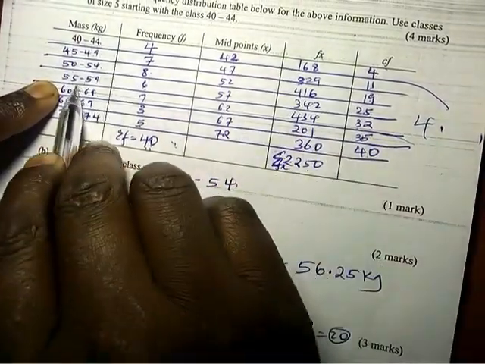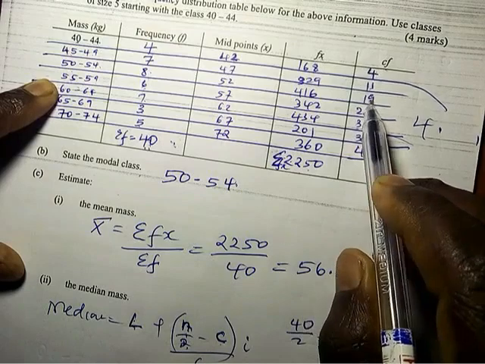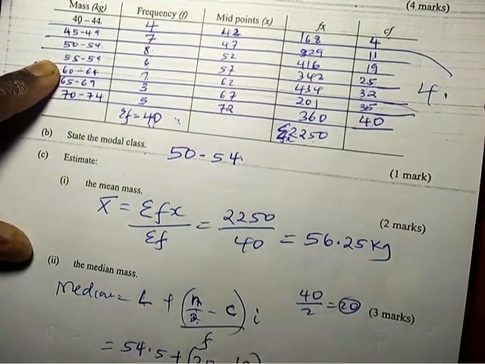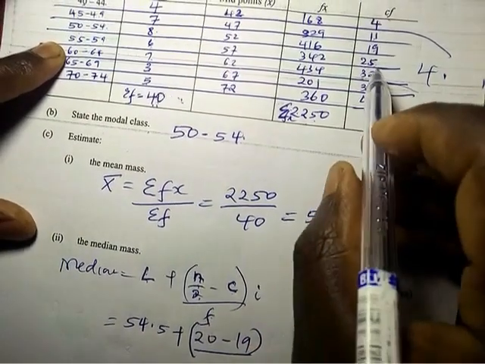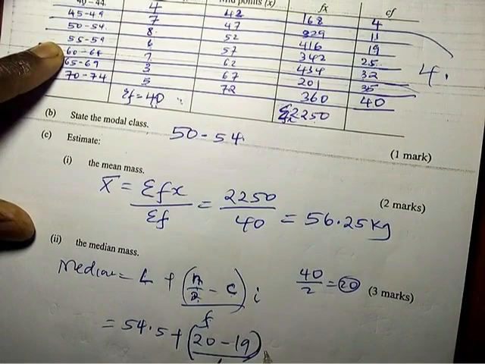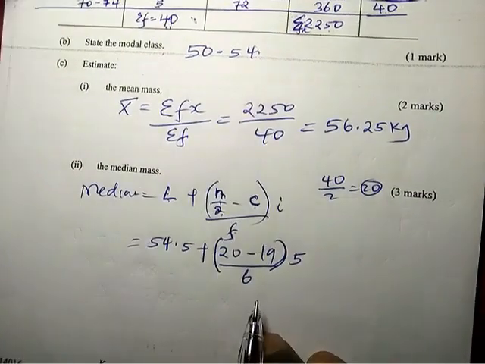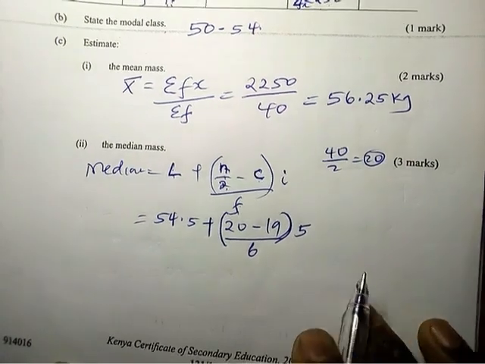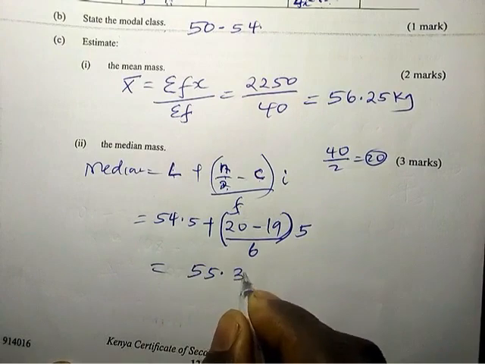So here our class is 25. So the cumulative frequency above this class is 19. So that is 19 divided by the frequency in that class, which is 6, divided by 6, and then times the class interval, which is 5. So this one will give you 55.33 kg.